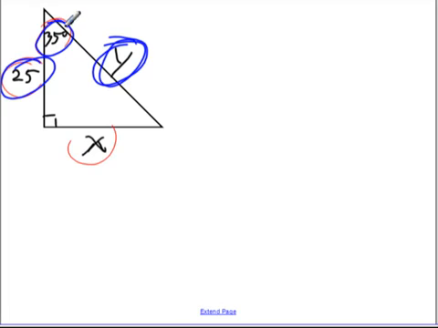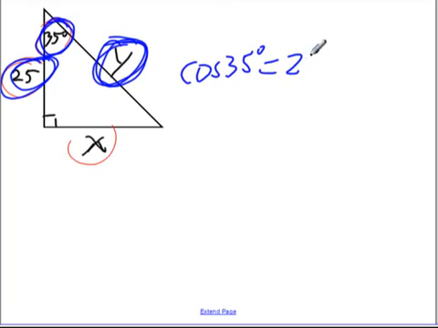So what's the trig equation that connects the 35 degrees to the side that I know and the side that I want? Well, where are they? y is the hypotenuse. 25 is the leg that's next to the 35, that's adjacent. So adjacent over hypotenuse, that's cosine. So my trig equation will look like this. The cosine of 35 degrees is equal to the adjacent leg over the hypotenuse.